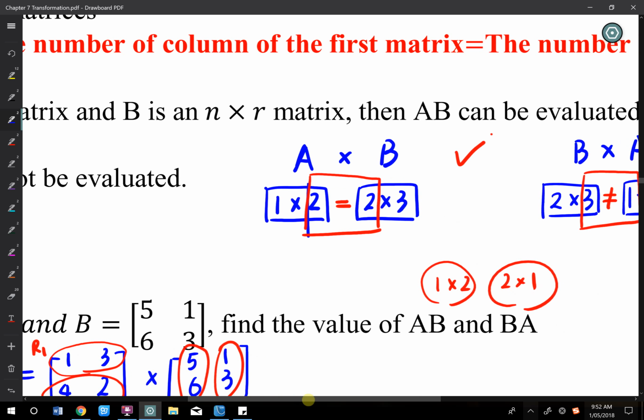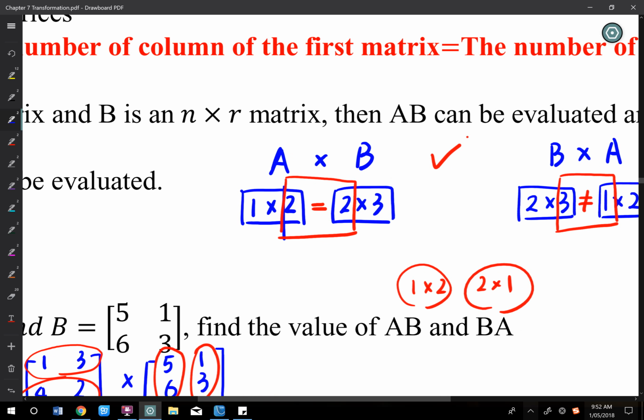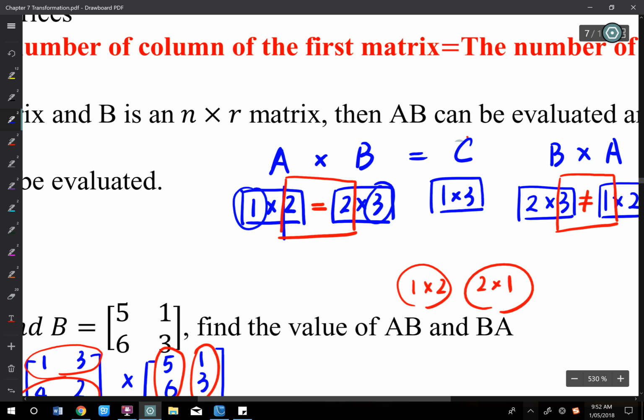This matrix, A times B, 1 times 2, 2 times 3. The answer C will be a 1 times 3 matrix. Okay, this number and this number. So it will be a 1 times 3 matrix. So you can predict what's the dimension for your solution as well when you do the multiplication. So that's a 1 times 3 matrix.